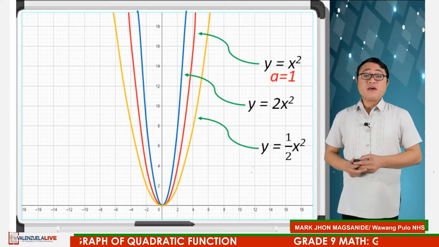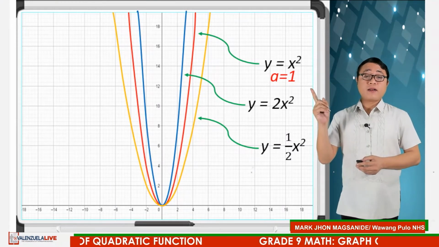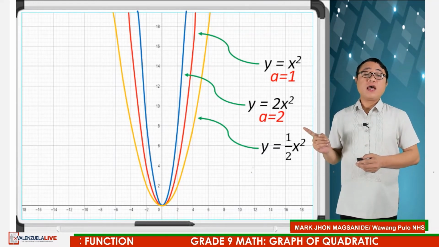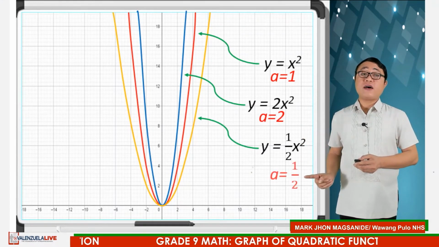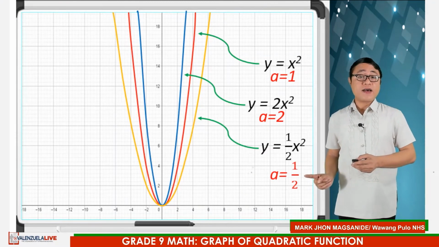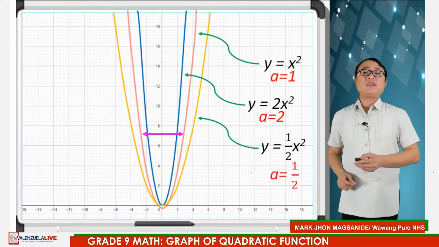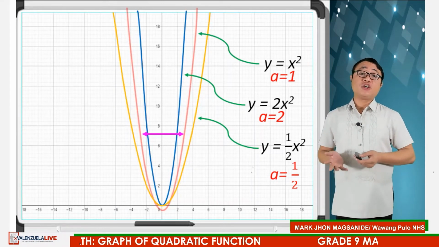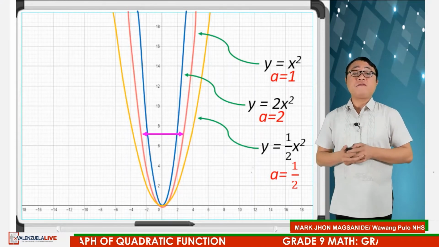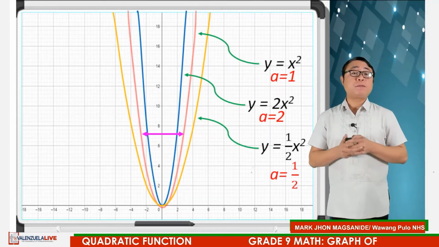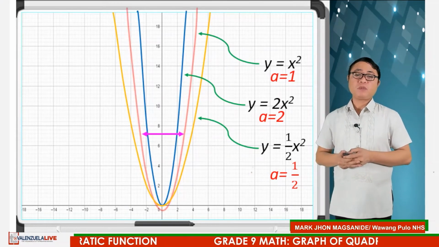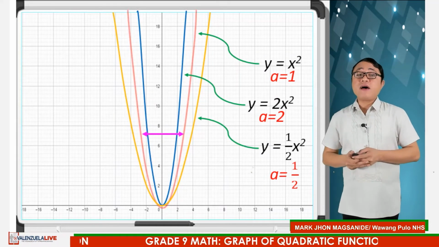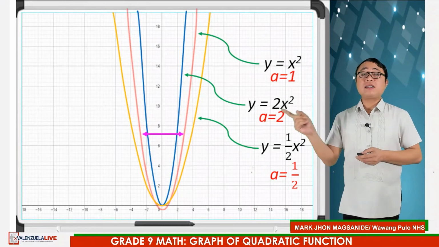The value of a for y is equal to x squared is 1. The value of a for y is equal to 2x squared is 2. And the value of a for y is equal to 1/2 x squared is 1/2. Y is equal to x squared is called the parent function or simplest function of the quadratic function. Using this function gives the simplest parabola of the quadratic function. In this function and graph, a is equal to 1. The graph narrows as a increases.